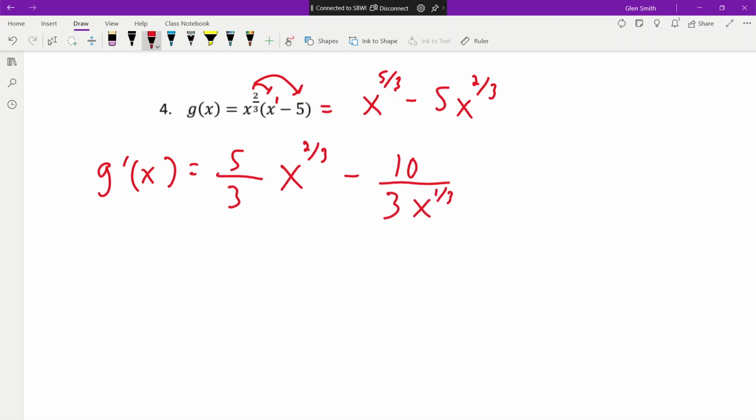And this seems a little scary because we've got this big old fraction. Here's my advice to you. You ready? Anytime you have to find where something like this is 0, which is going to happen a lot for us, you want to get a common denominator. Okay, you want to put it all together.